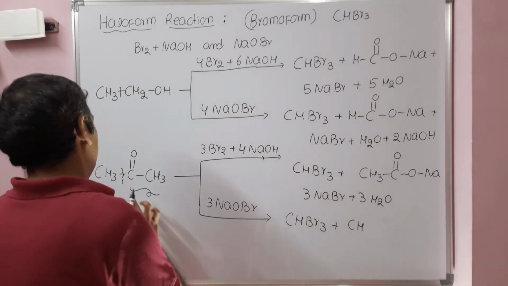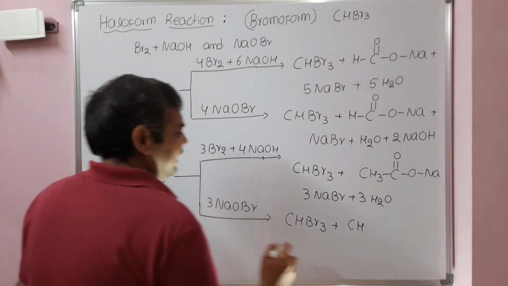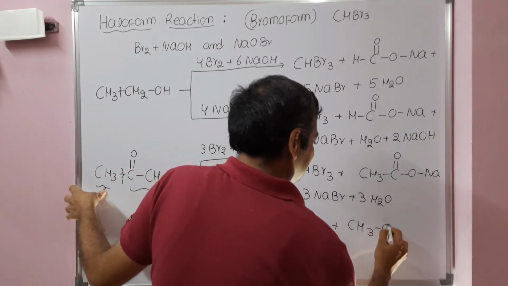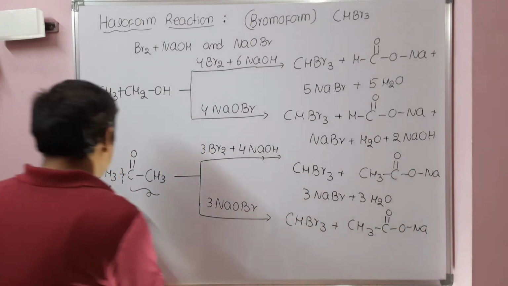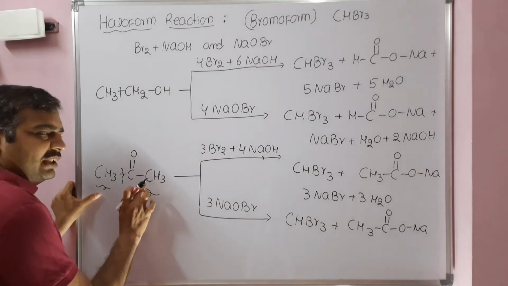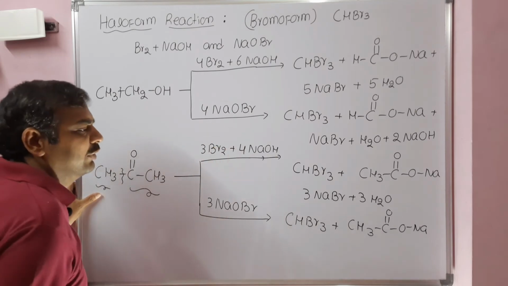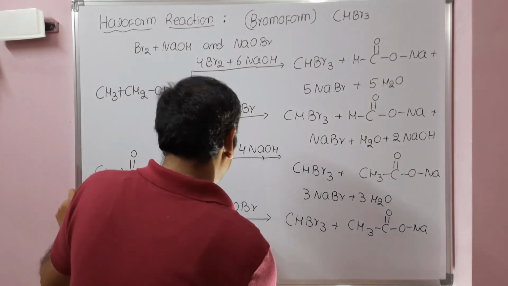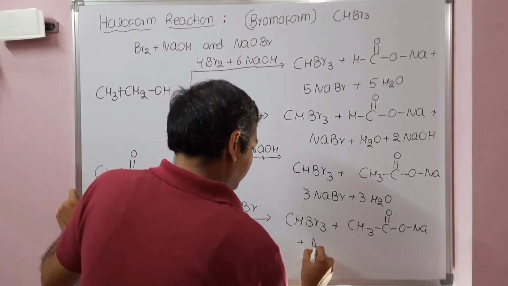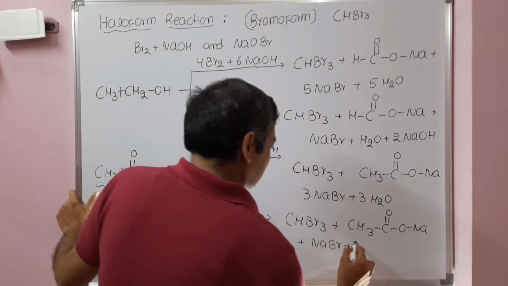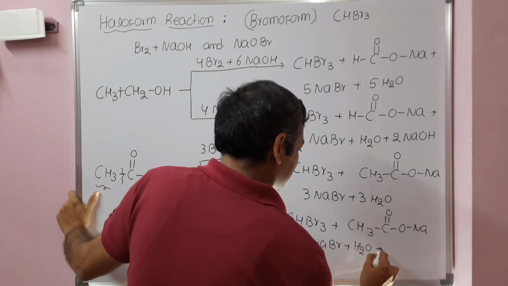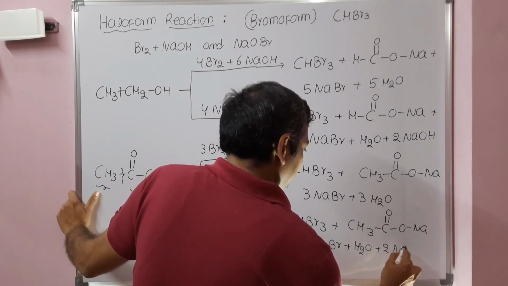This part is from the bromoform and this part is for the salt form, CH3. See the way of writing sodium acetate. This part is for the bromoform and this part is for the salt form, and the side products are 1 molecule of sodium bromide, 1 molecule of water and 2 molecules of sodium hydroxide.